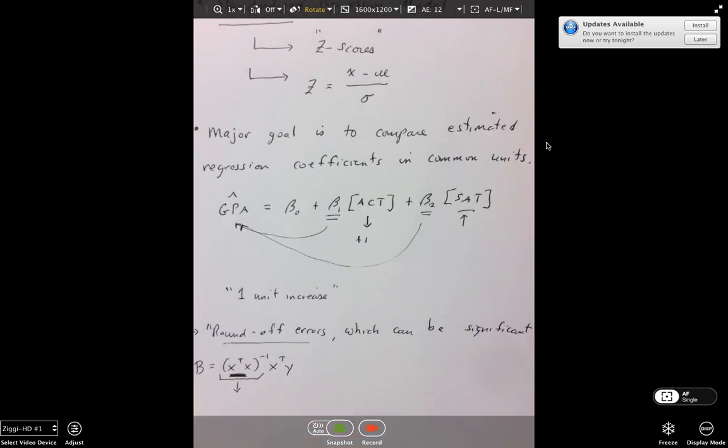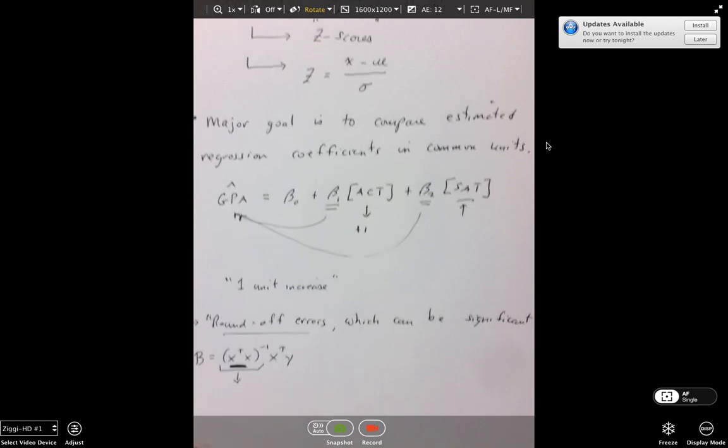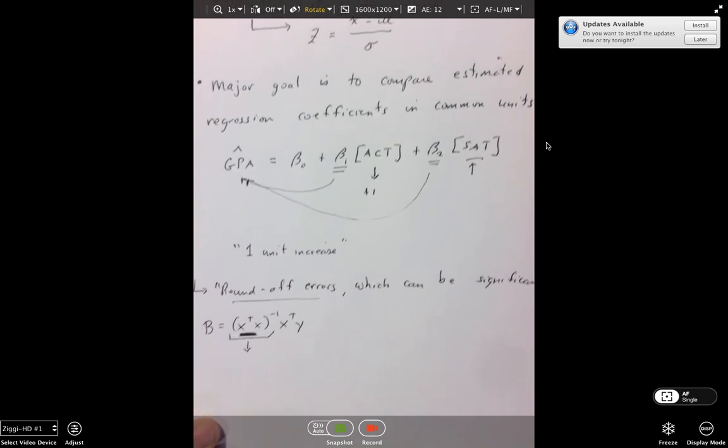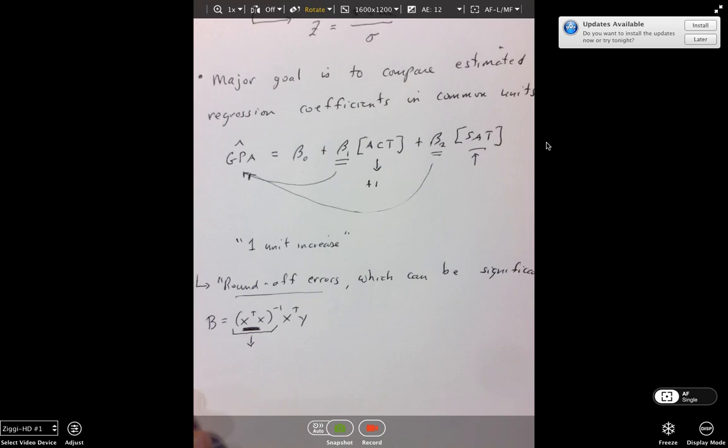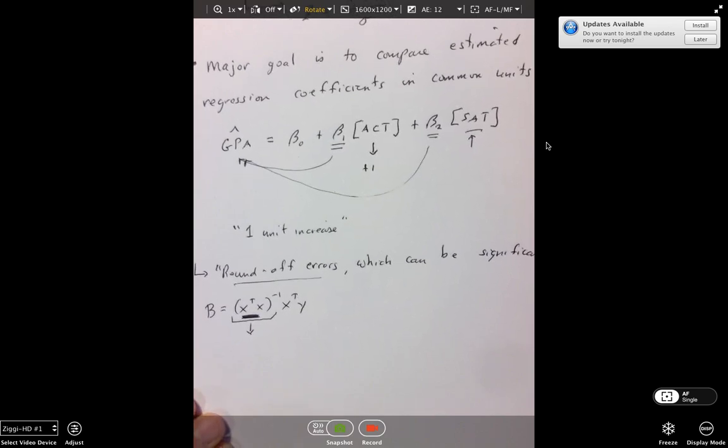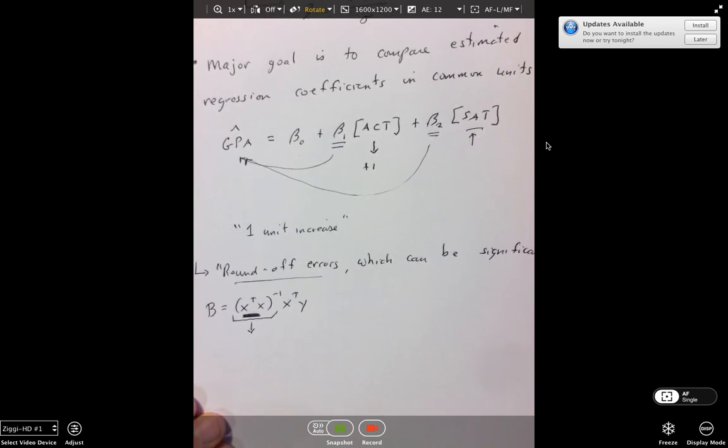So, lots of reasons to study these standardized regression models. Again, the two major reasons: it gives us a way to compare estimated regression coefficients in common units when the units drastically differ in magnitude, and it also reduces what we call round-off errors when we take the inverse of the X transpose X matrix.